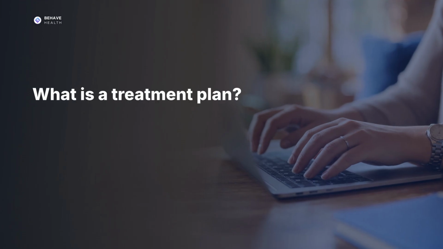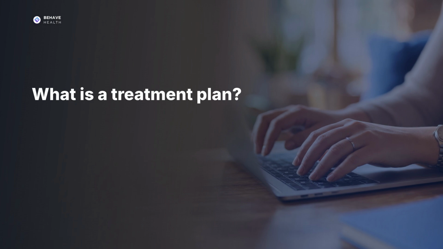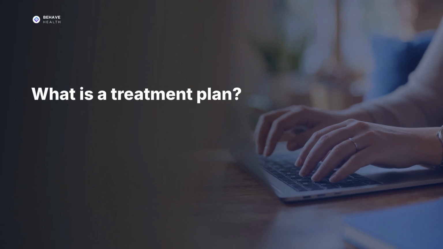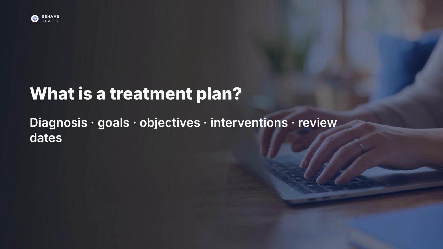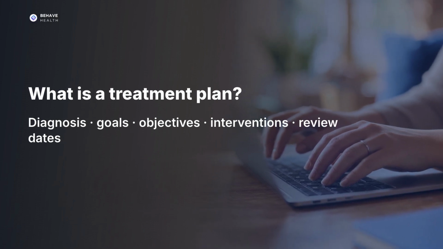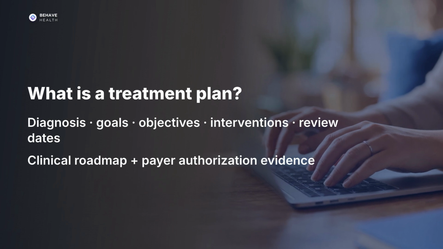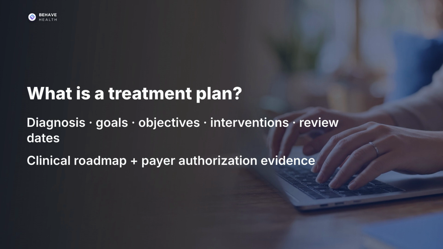A mental health treatment plan is the written clinical contract between provider and client. A complete plan documents the diagnosis, problems, treatment goals and objectives, evidence-based interventions, and how progress will be measured. For clinicians, it is the care roadmap. For payers, it is the medical necessity evidence. For accreditors, the audit trail.